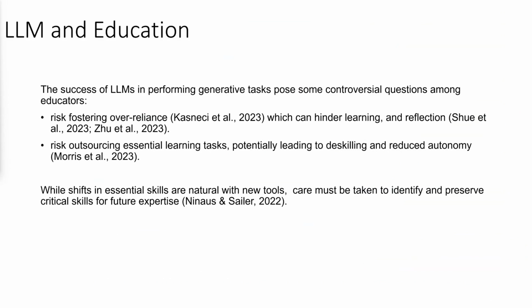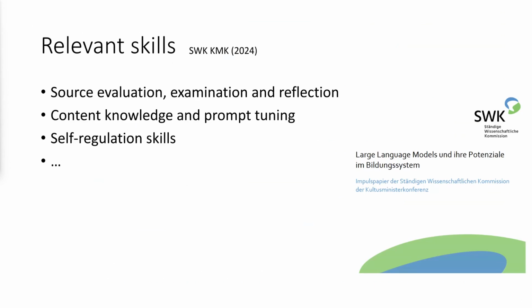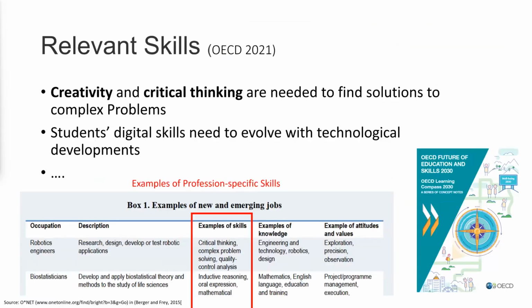And then we can look around at some literature of some institutions. For example, a recent impulse paper written by the Kultusministerkonferenz, or the Assembly of the Education Ministers in Germany, proposed some of such skills: source evaluation, examination and reflection, content knowledge and prompt tuning, self-regulation skills, and so on. Interesting skills.